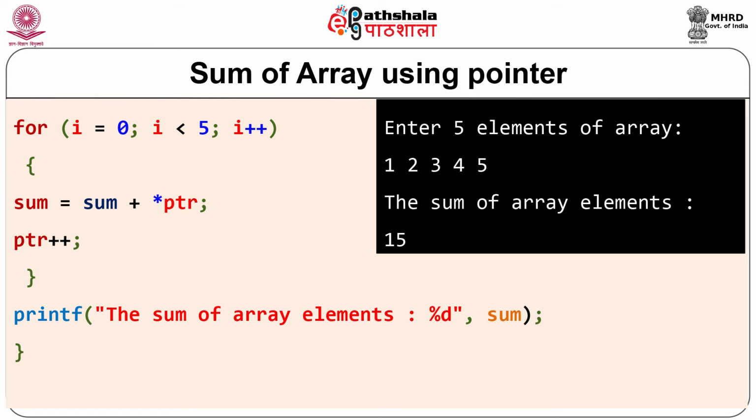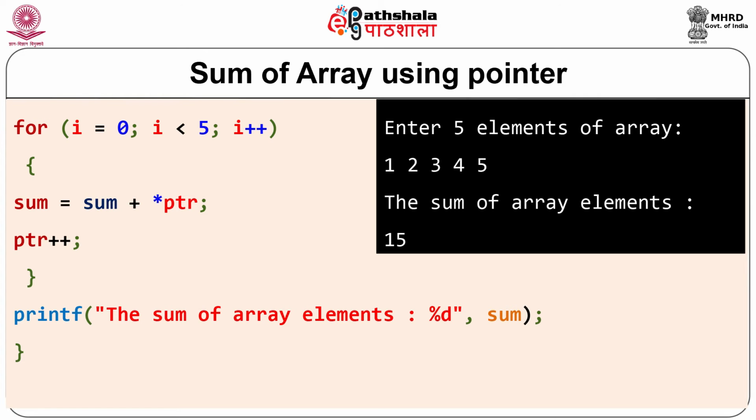Next statement is for i = 0; i < 5; i++, and under this for statement we have the body of the for loop: sum = sum + *pointer and pointer++. So pointer++ means we are incrementing the pointer. In the statement sum = sum + *pointer, initially sum is 0 and now that 0 is added with the pointer value, and after the addition we are incrementing the pointer by 1. After this we would like to print the result, sum of array element %d, sum, and bracket close.